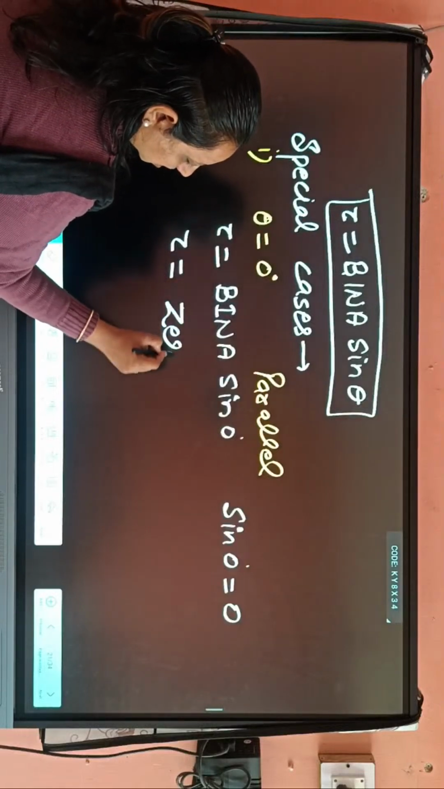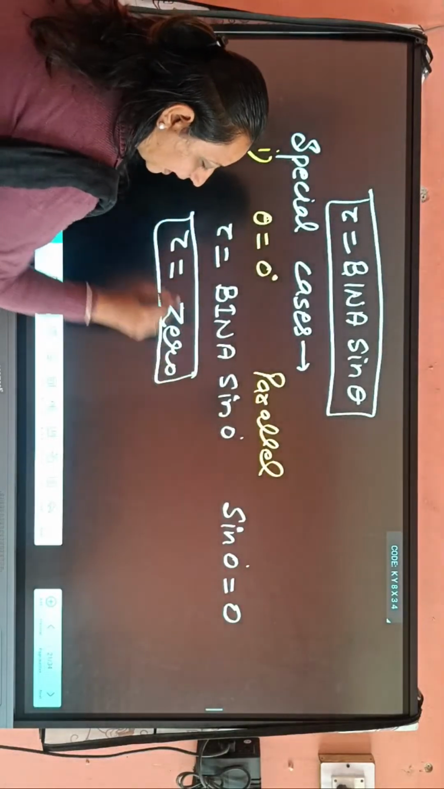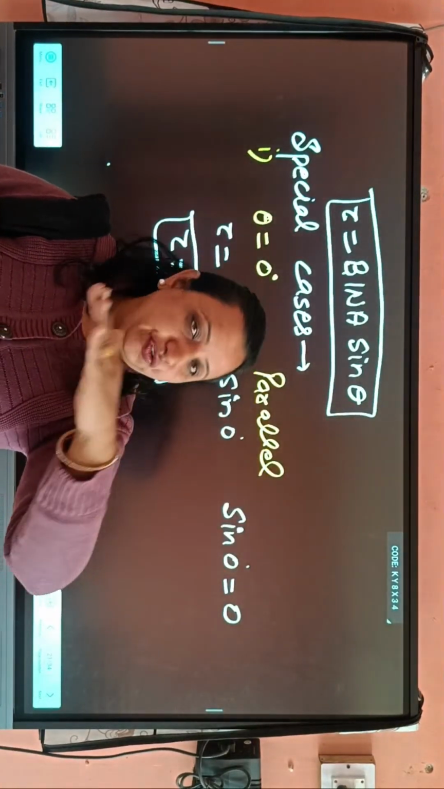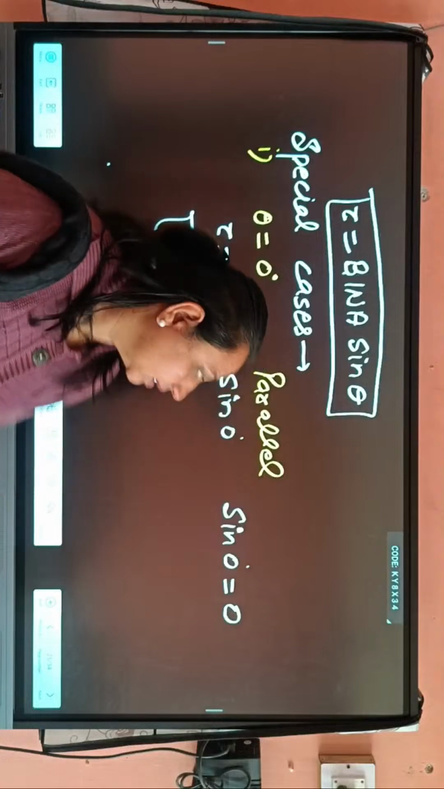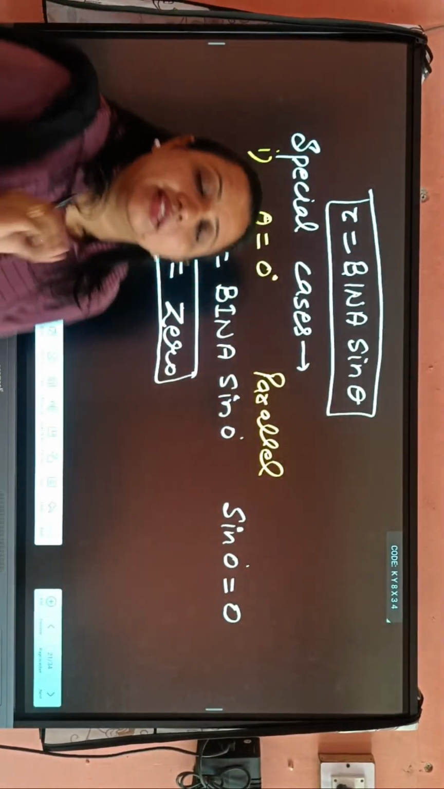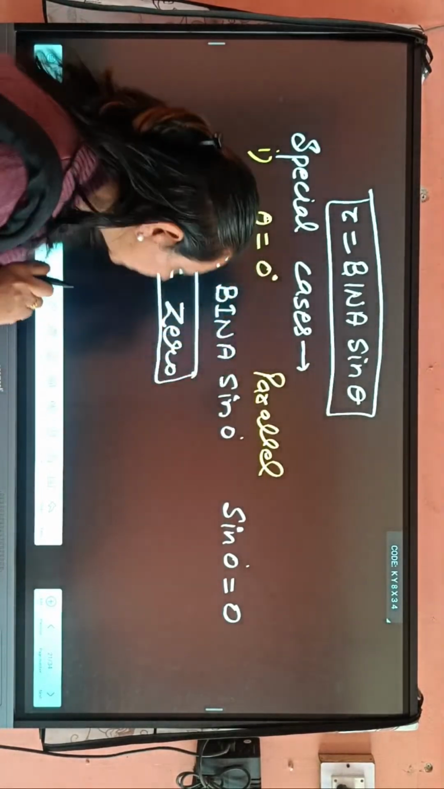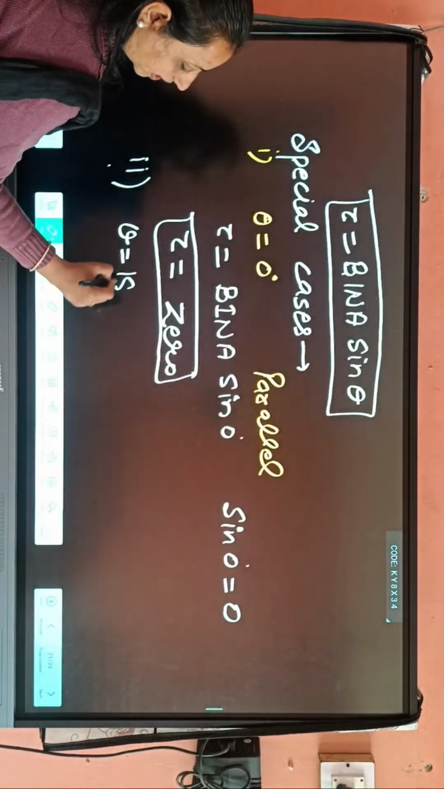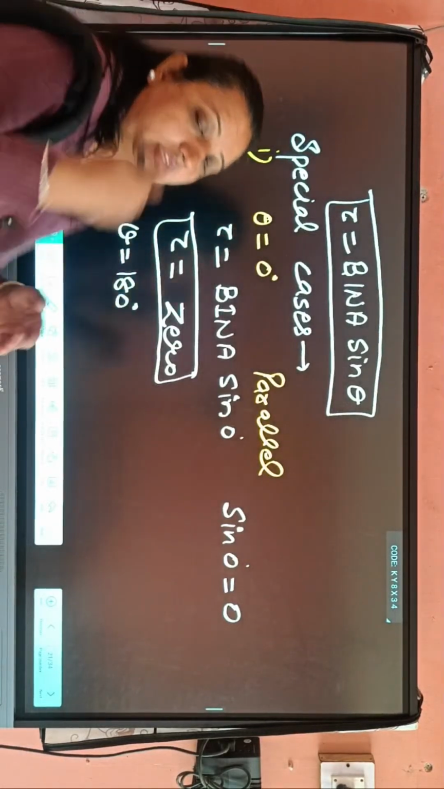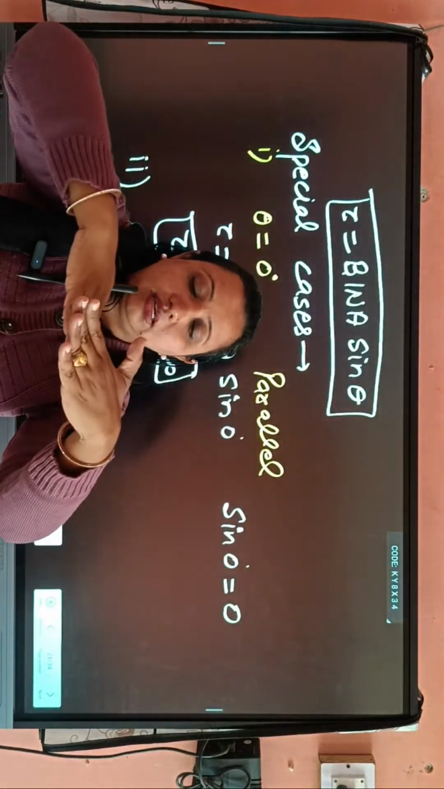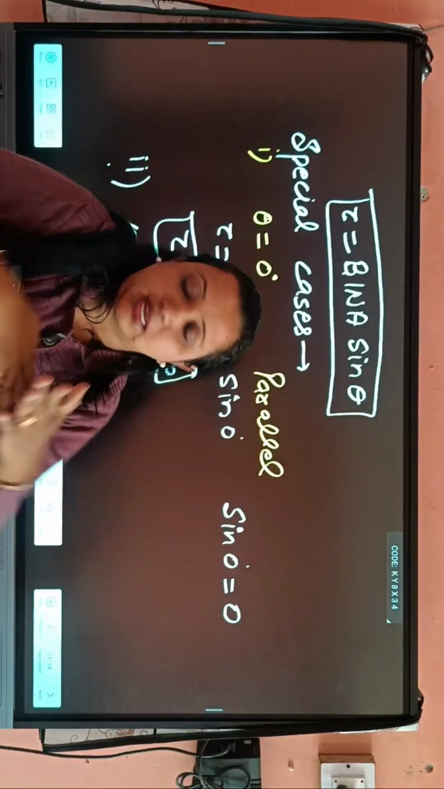So it will be 0, that is, no torque acts on it if that conductor aligns with the uniform magnetic field, right? So no torque is experienced by that conductor. Understood? Second, if theta is 180 degrees, that means the magnetic field from north to south, we align that current carrying conductor in the anti-clockwise direction.